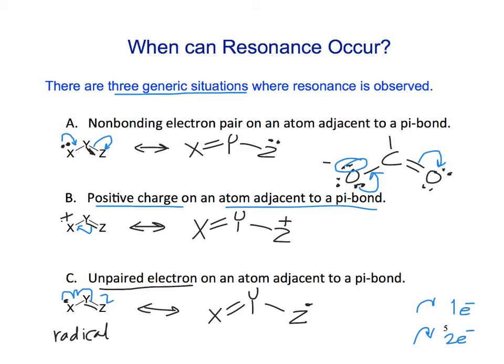Take a look at these problems and try to determine whether the structures would belong to a type A or type B. Remember, type A has a non-bonding pair and type B has a plus.